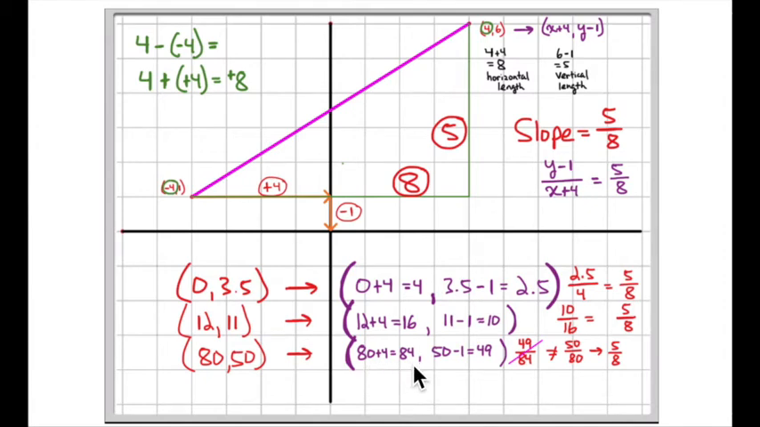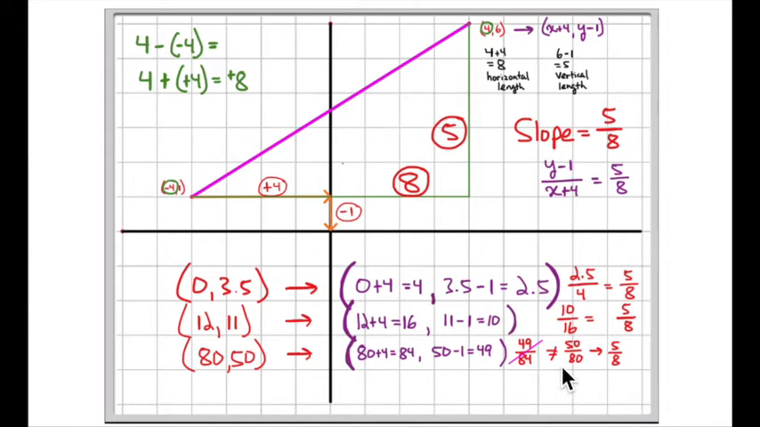And is that ratio, the y length to the vertical distance to the horizontal distance, is that equal to 5/8? Well, 49/84 is not equal to 50/80, which would be the same as 5/8. So these are not equal, so that point is not on the line.